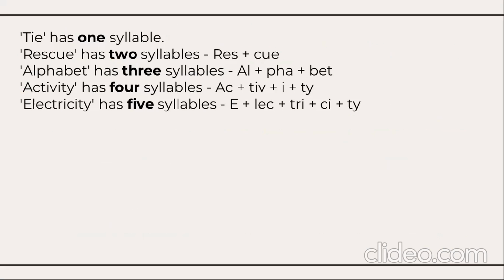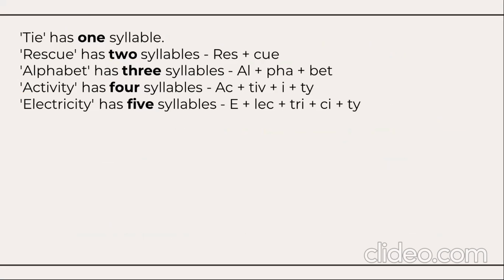Now, let's take an example here. Let's take the word tie in the examination. See, it's a 10 marks question. You need to support your answer with a lot of examples. Then you can get the best marks. So let's see this word here, tie, T-I-E, tie. Tie has one syllable.